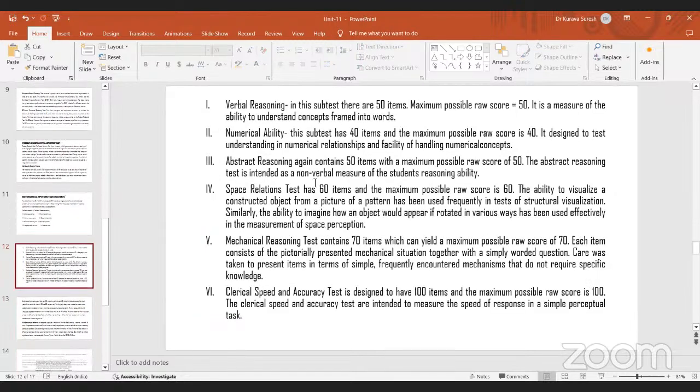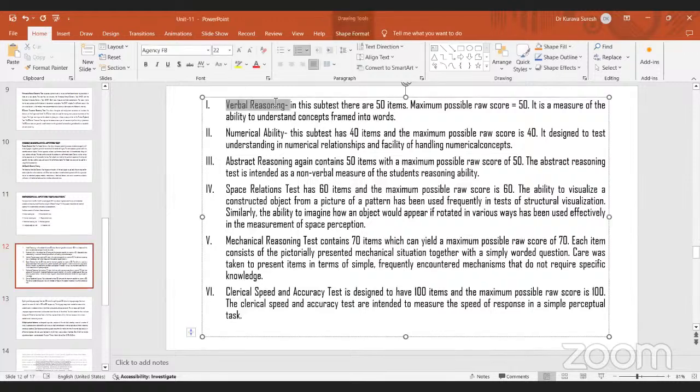Okay, one by one. Verbal reasoning test. This subtest has 50 items. The maximum possible score is 50. It measures the ability to understand concepts framed in words. It is verbal reasoning.